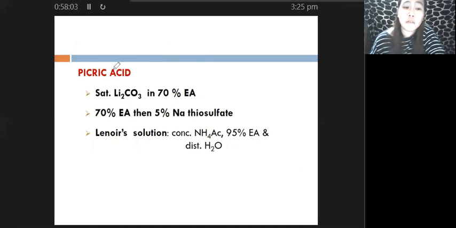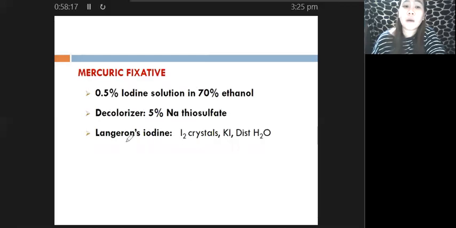So in addition to these two solutions, you can also make use of Lenoir solution, which is composed of concentrated ammonium acetate, 95% ethyl alcohol, and distilled water. Right? And then for our mercury fixative, these are the different solutions that we can use.